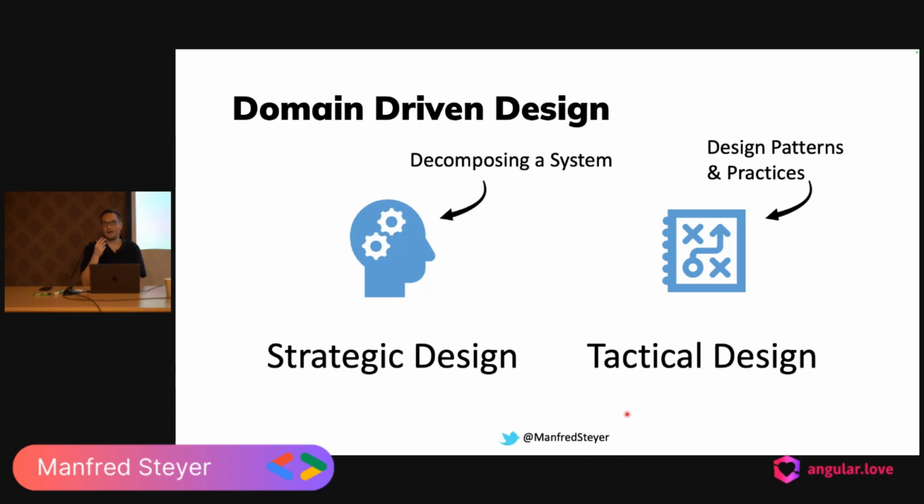Tactical design is more about design patterns and practices. It's about stuff like going with entity classes, going with aggregates, going with factories, going with repositories. This is somehow common knowledge, meanwhile, and this does not really affect our architecture. That's why most of the times when I'm talking about architecture, I'm referring to the strategic design part of domain-driven design. So the big question is now, what is strategic design telling us? How can we apply strategic design to decompose a system into tinier parts, into verticals?